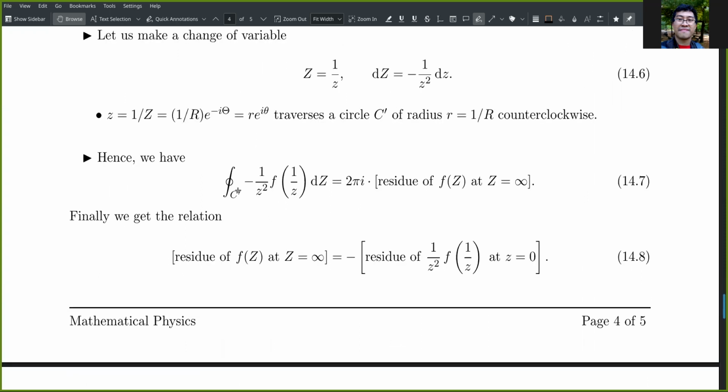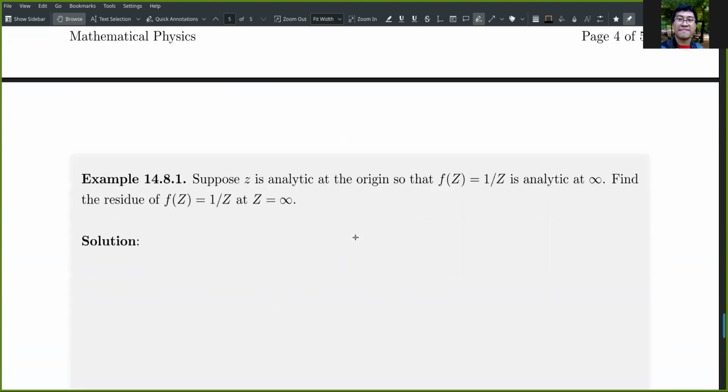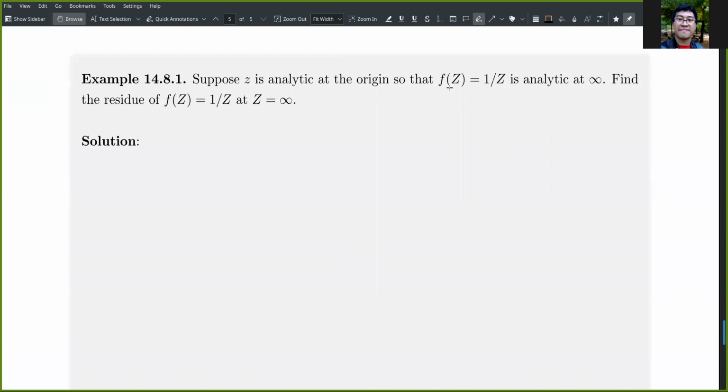If you focus on this, then you can find the value of this using the residue theorem. It is just the residue of this function times 2 pi i. If you cancel out 2 pi i, this residue is just the residue of 1 over z squared f(1/z) at z equals 0. For example, suppose f(Z) is analytic at the origin, so that f(1/z) is analytic at infinity. Find the residue of f(Z) equals 1 over Z at Z equals infinity.